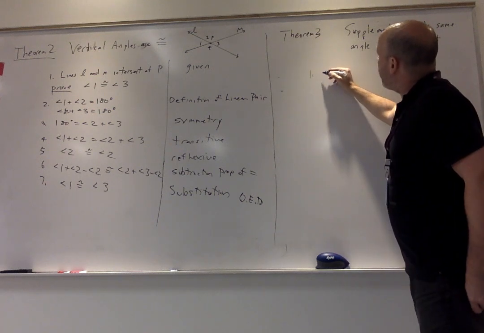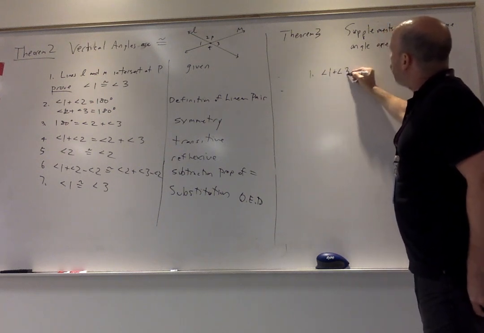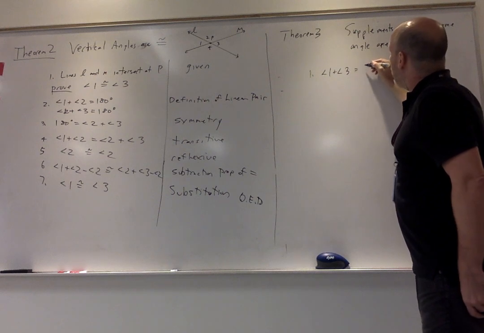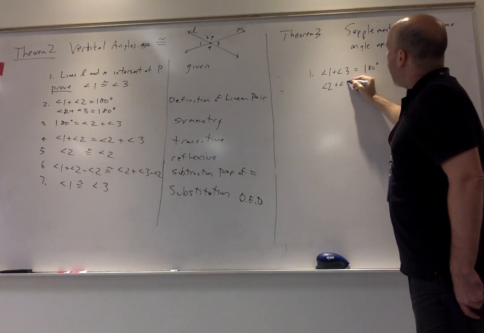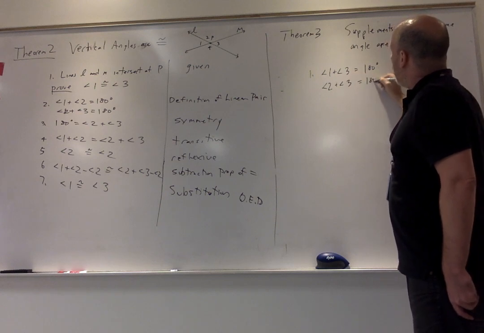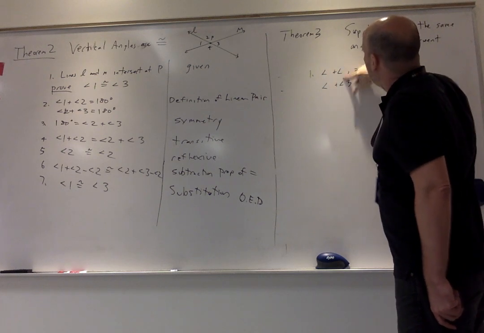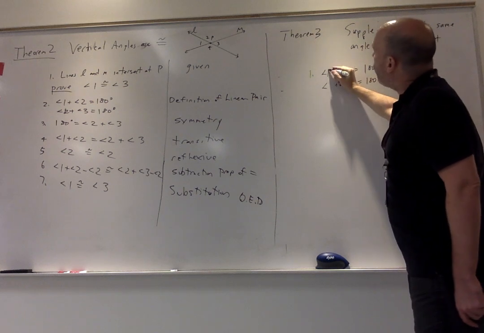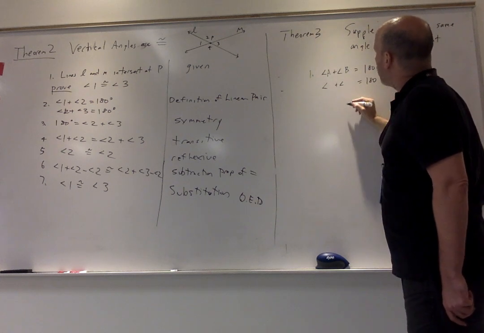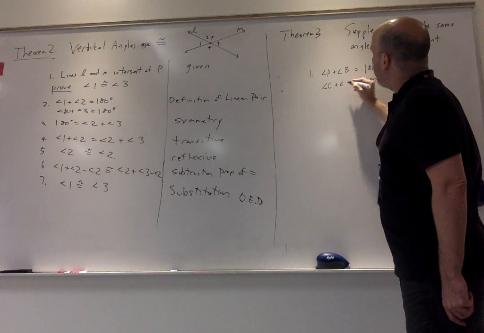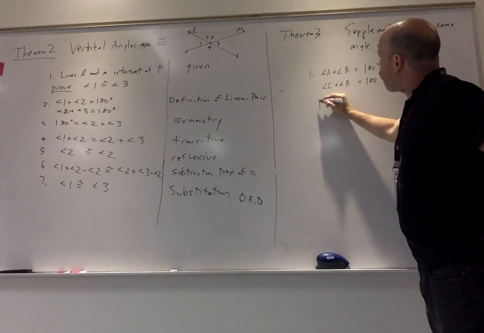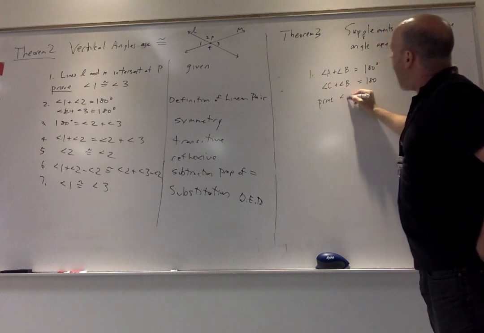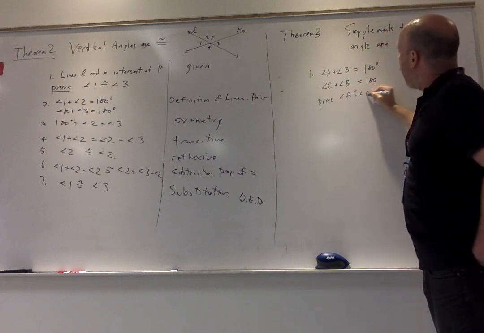Well, line 1, I say angle 1 plus angle 3 equals 180 degrees. And angle 2 plus angle 3 equals 180. You know what? Let me use different letters. Let me use A, B, and C. Angle A plus angle B equals 180 degrees. And angle C plus angle B equals 180 degrees. And we want to prove that angle A is congruent to angle C.